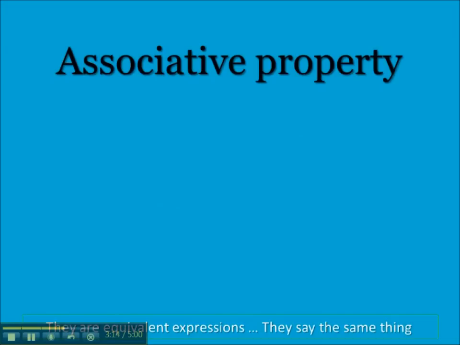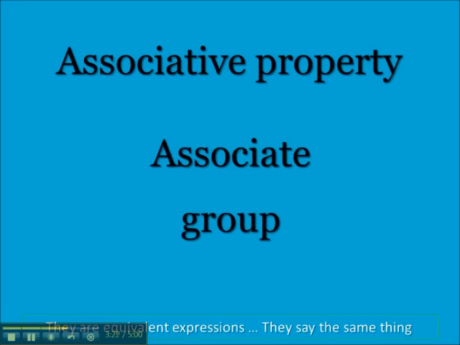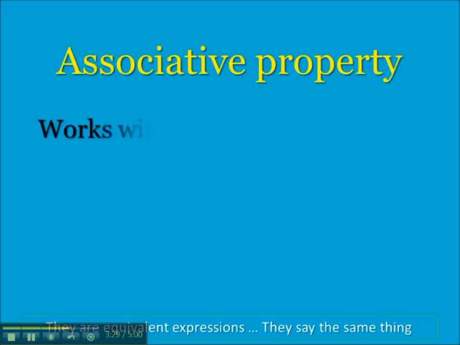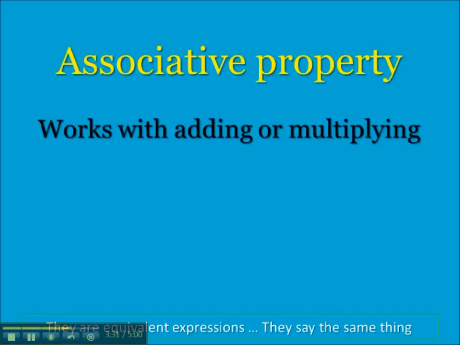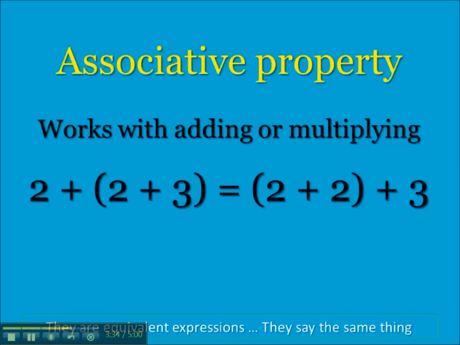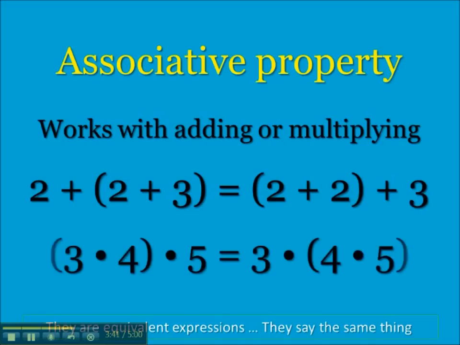Let's talk about the associative property. The associative property comes from the word associate, which means to group. Basically, it means you can move parentheses around and still get the same answer. Let's see. It works with adding or multiplying. It tells us that 2 plus 3 plus 2 is the same as 2 plus 2 plus 3. Or that 3 times 4 times 5 is the same as 3 times 4 times 5.